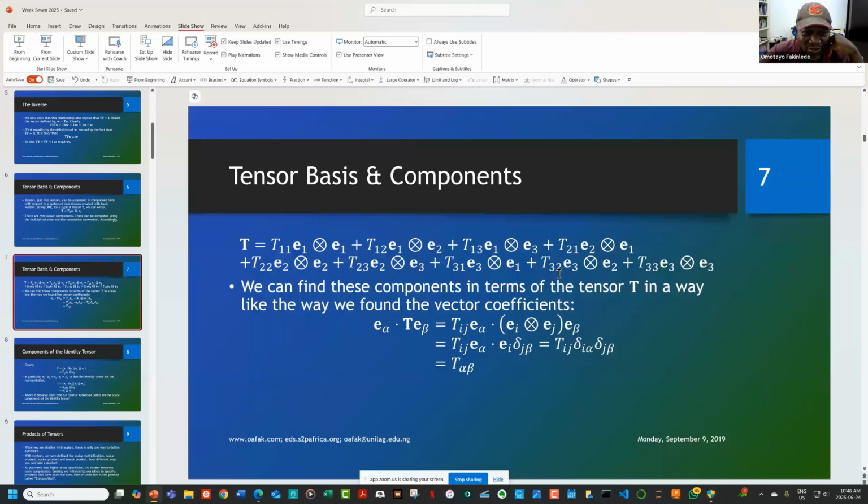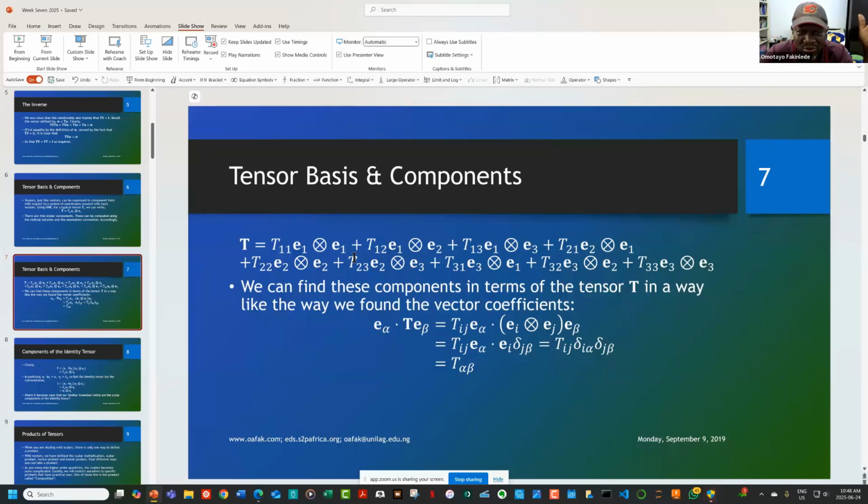If it was the identity tensor, it would be 1 E1 circle times E1, 0 E1 circle times E2, 0 E1 circle times E3, 0 E2 circle times E1, 1 E2 circle times E2, 0 E2 circle times E3, 0 E3 circle times E1, 0 E3 circle times E2, and 1 E3 circle times E3. So the only terms that will survive are E1, E1, E2, E2, and E3, E3. All the others will vanish.